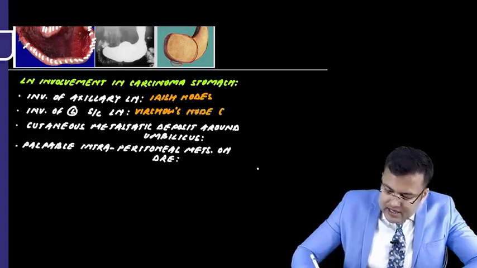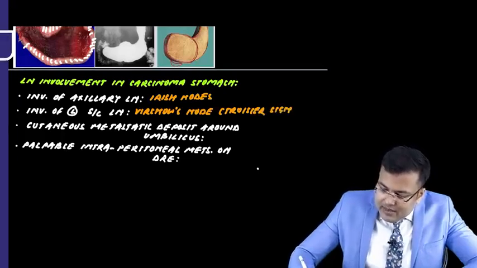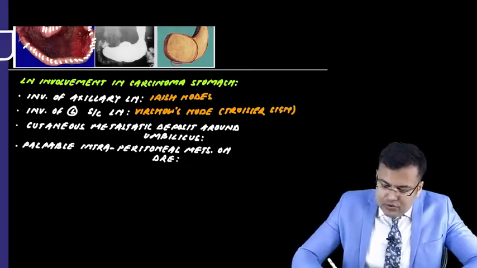And what is the name of this sign? This is known as Troisier sign. Name of sign, Troisier sign. And name of lymph node, that is Virchow's node.